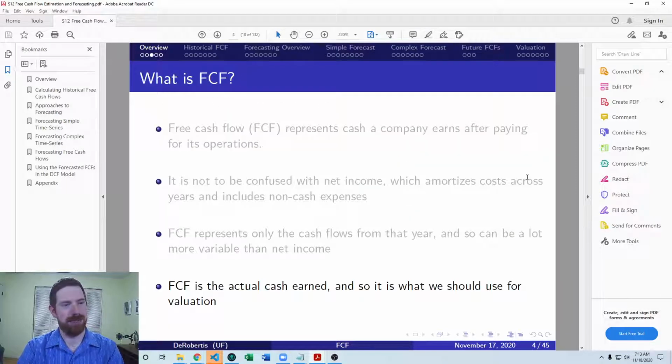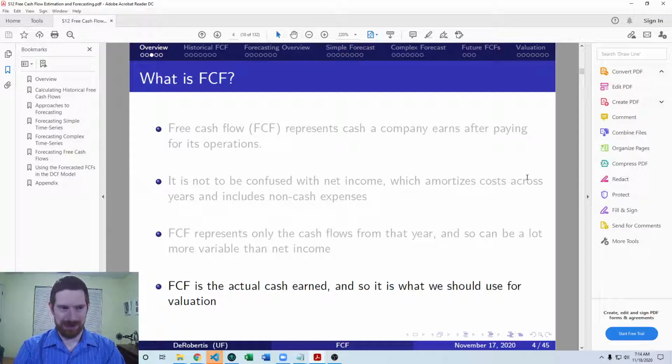And free cash flows represent the earnings from the operations. And then those free cash flows go to service both debt and equity holders. So free cash flows are used to pay interest on the debt, and they're also used to pay dividends or go into retained earnings and increase the value of equity that way.